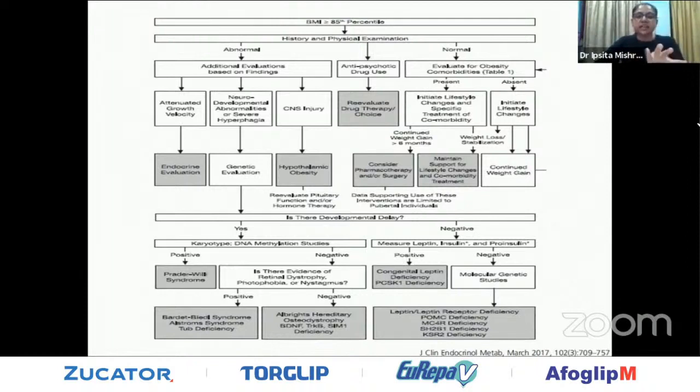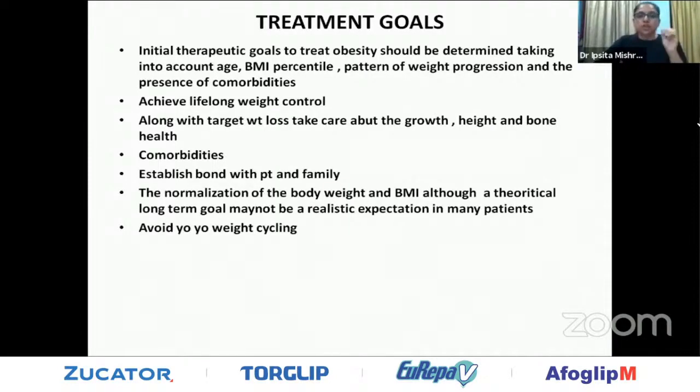Because if it is a genetic evaluation, with or without developmental delay, higher investigations like karyotyping, methylation studies, and leptin assays need to be done. So moving on to treatment, what is the treatment goal here? The initial therapeutic goal to treat obesity should be determined taking into account the age, the BMI centile, the pattern of weight progression, and the presence of comorbidities. And we want to achieve lifelong weight control, which is very important.